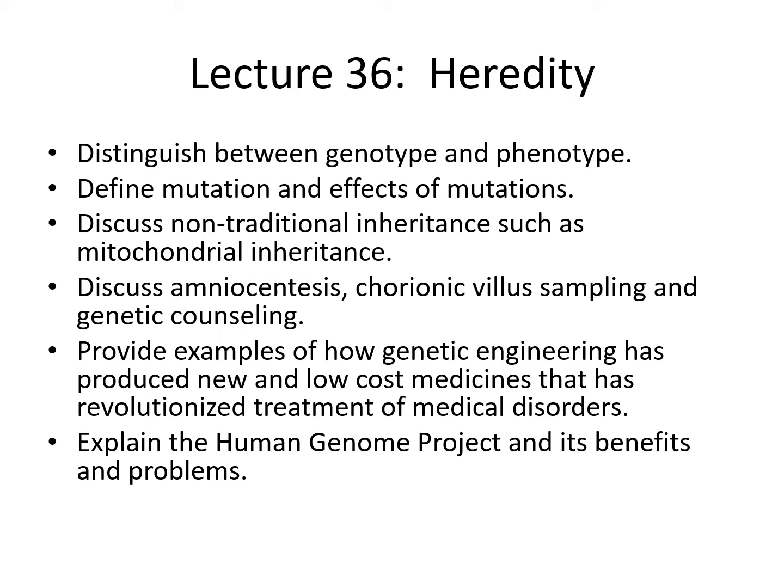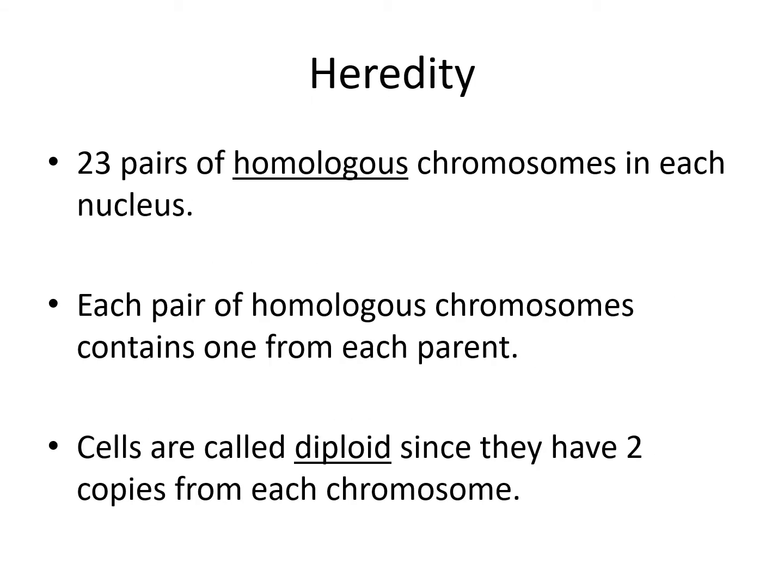Okay. I've modified this lecture over the years, so some of this outline is probably not very accurate anymore. So we're going to talk more about counseling, amniocentesis, and chorionic villi sampling, and we'll give you some examples of different types of inheritance. So just some background. Most of this you know already, I think.